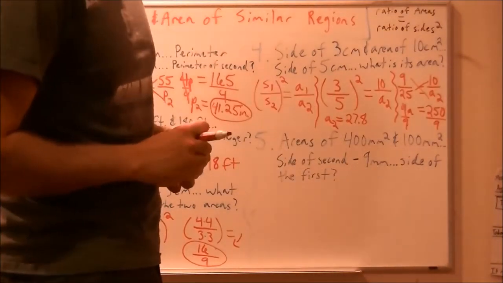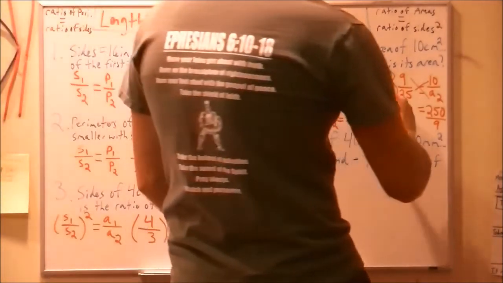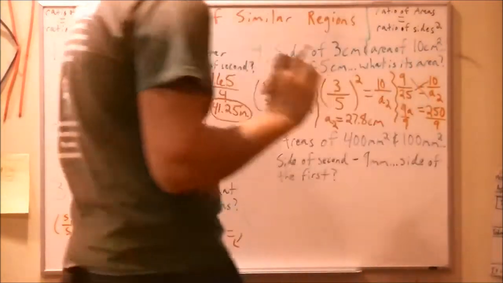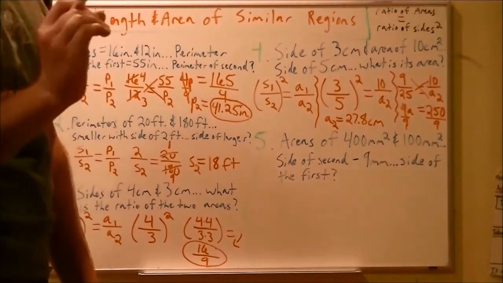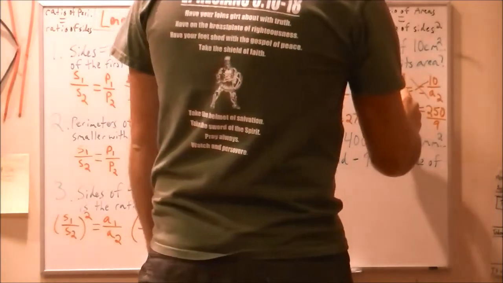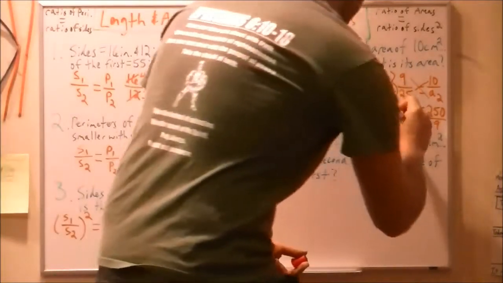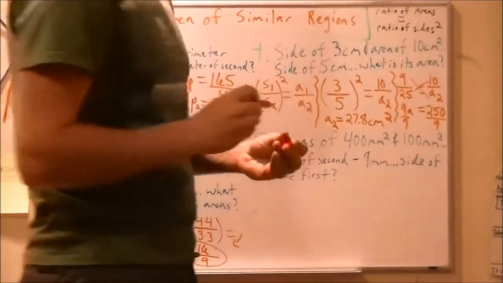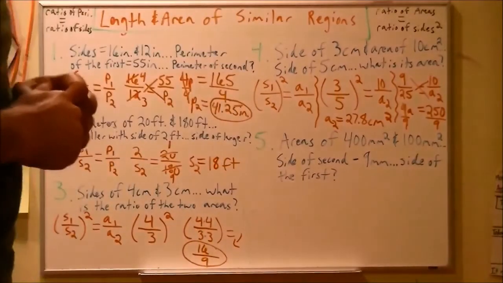The area of the second shape is 27.8 centimeters, but because area is always measured in units what? Units squared. And so our answer is 27.8 centimeters squared.